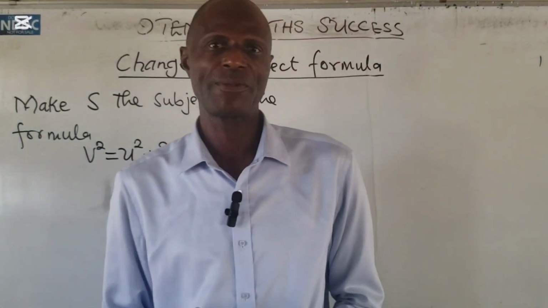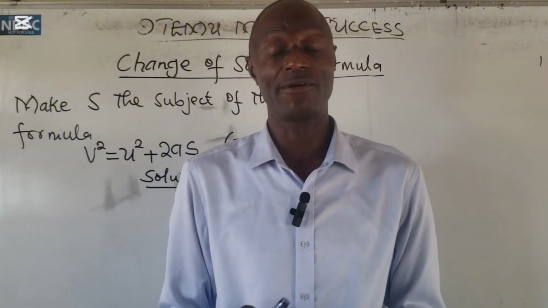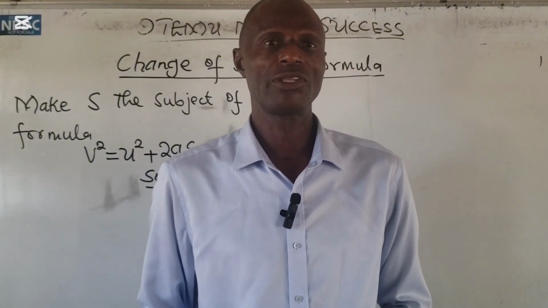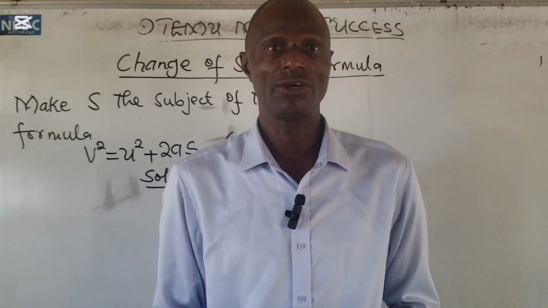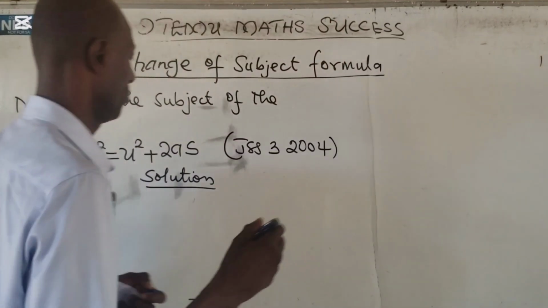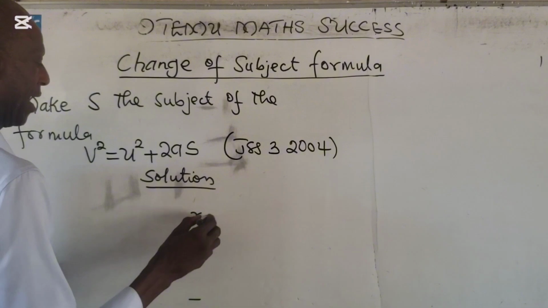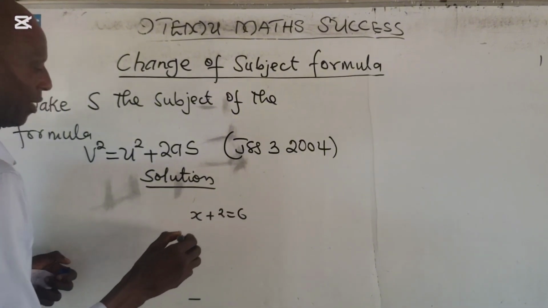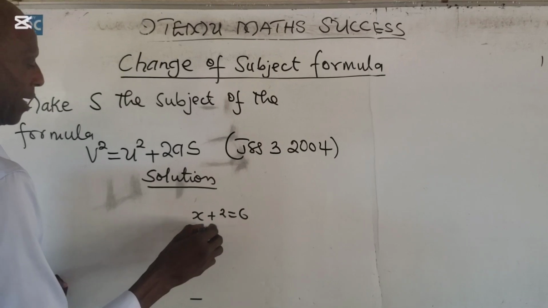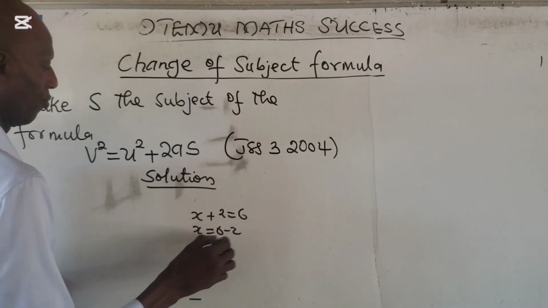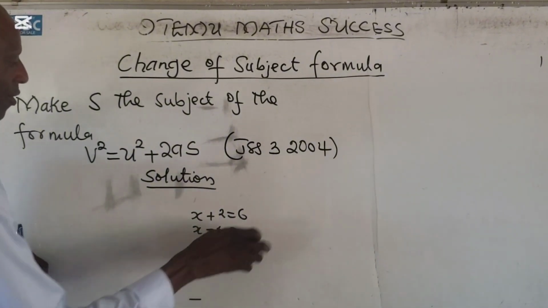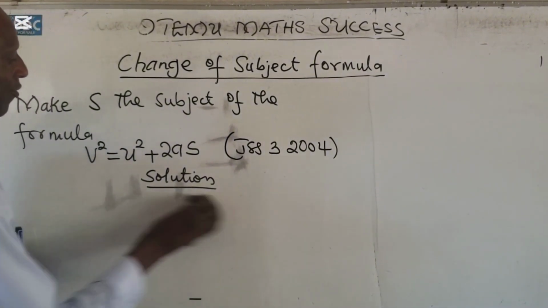Now, I'm dealing with the topic: change of subject formula. Before I talk about it, I have dealt with simple equation. Simple equation is another way of changing the subject of a formula. If you are asked to find x, x plus 2 is equal to 6. When you collect like terms, x is 6 minus 2, which is equal to 4. This is what we call change of subject formula because x stands on its own to give us 4.